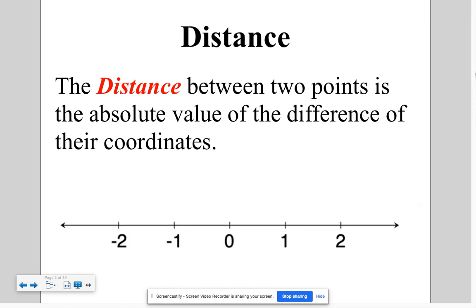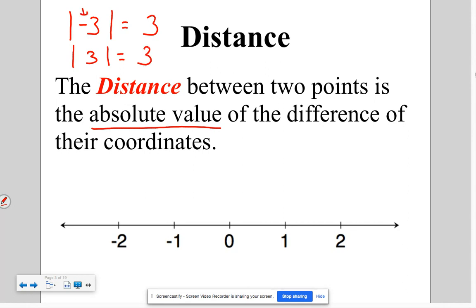The distance between 2 points is the absolute value of the difference of their coordinates. Just to talk about a couple things in this definition. Absolute value is when we have these two vertical lines, and the absolute value is actually the distance that number is from 0. So the absolute value of -3 would be 3. Distance is always positive. When we're talking about distance in geometry, it's always a positive value. The absolute value of 3 is also equal to 3, because both -3 and 3 are a distance of 3 from 0. So that's what absolute value is.